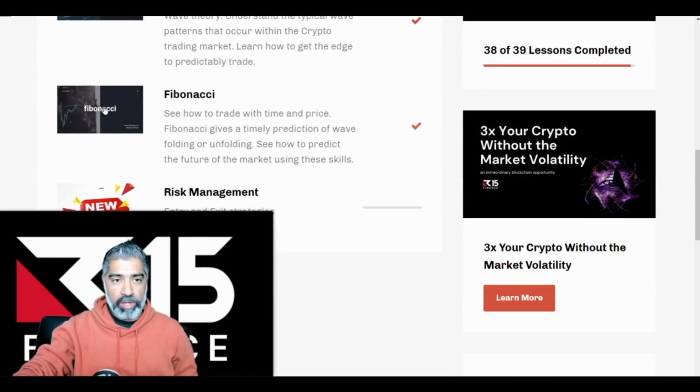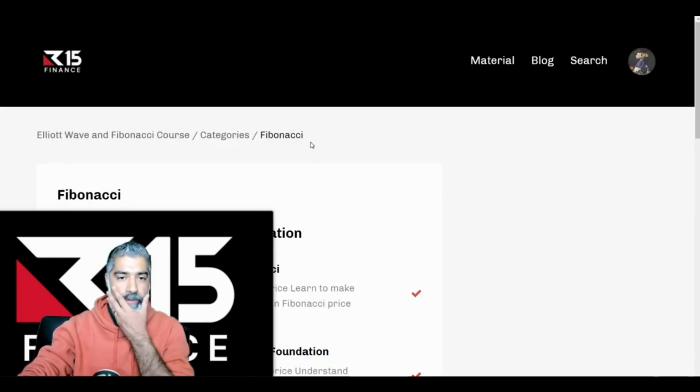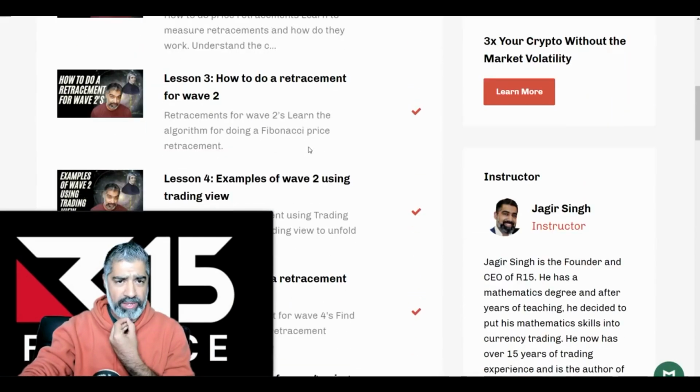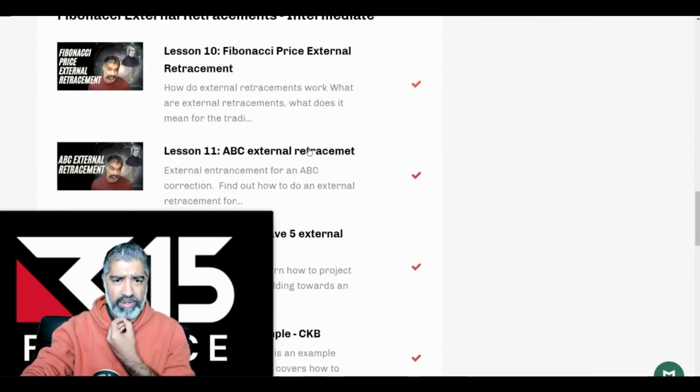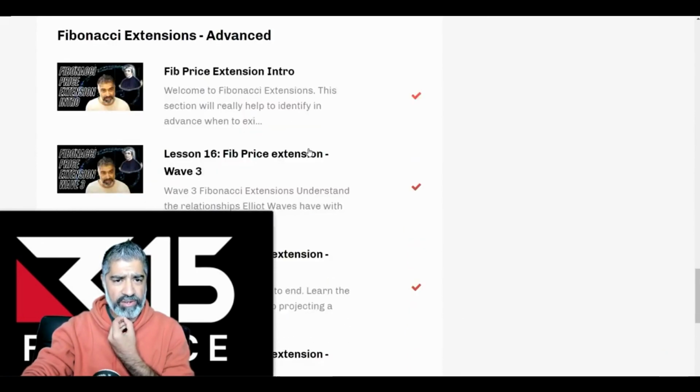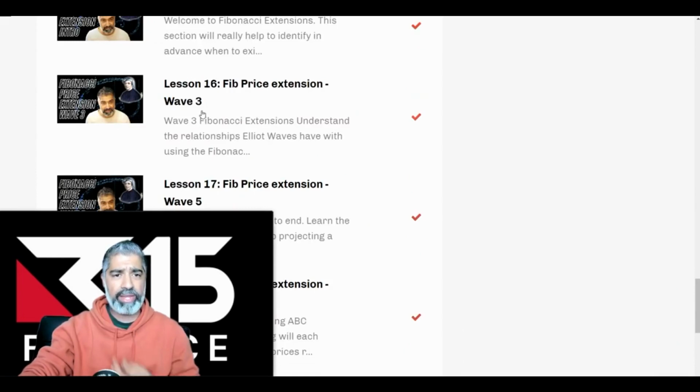You include Fibonacci ratios. And what we're going to look at over here is end of wave 3. End of wave 3, this goes into, I think it's the intermediate section. Or is it the advanced? No, it's the advanced section. There you go, end of wave 3. Lesson 16, price extensions for wave 3.